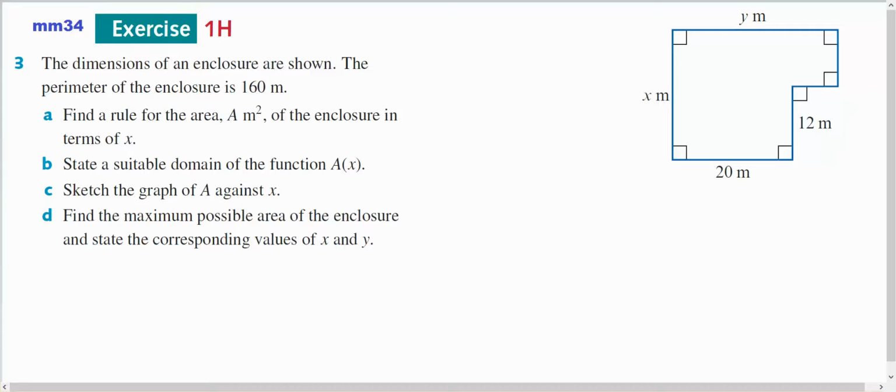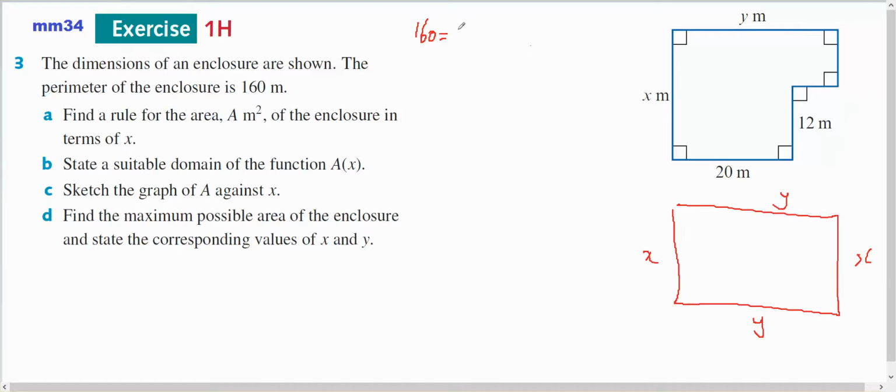Okay, the dimensions of an enclosure are shown, so I can see on the map over there the perimeter of the enclosure is 160. So I can get an expression already that 160 will equal all of the side lengths. Now, it's all got right angles, so the perimeter is identically the same as x, y, x, y. So 160 equals 2x plus 2y, which means 80 equals x plus y. If I want x equals, it's 80 minus y. If I want y equals, it's 80 minus x.